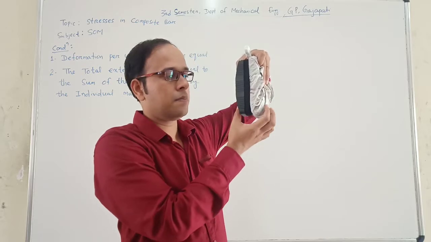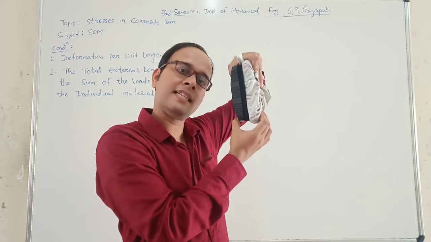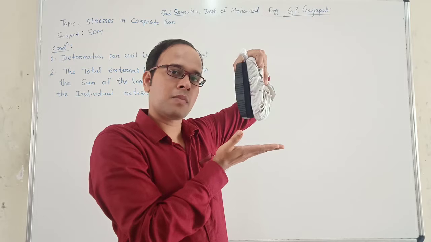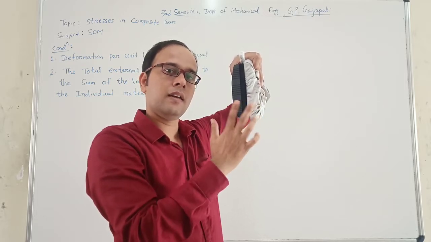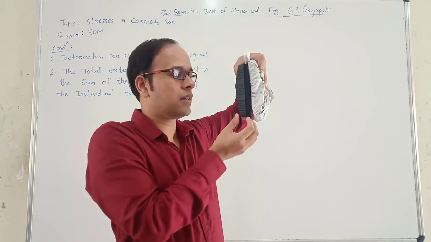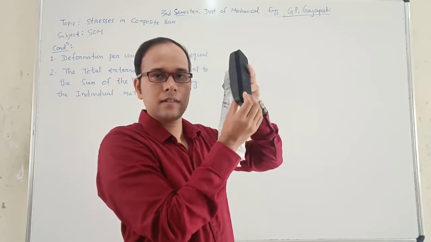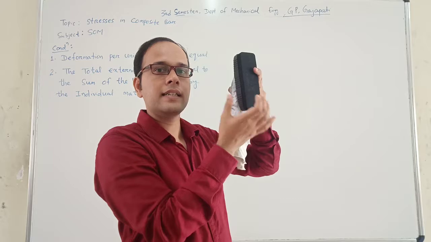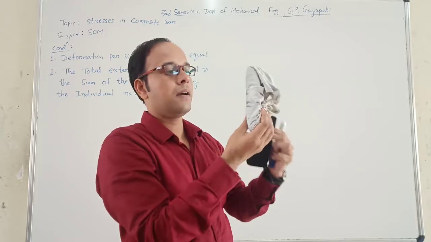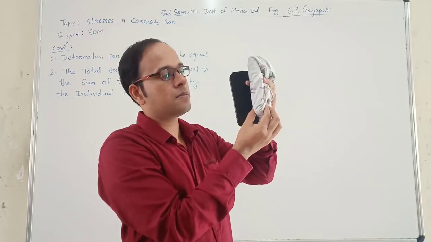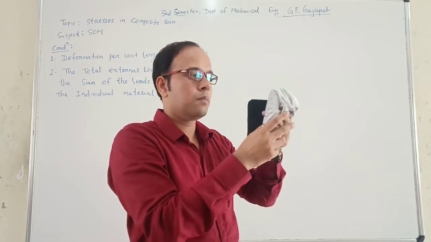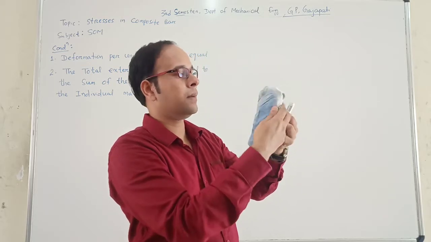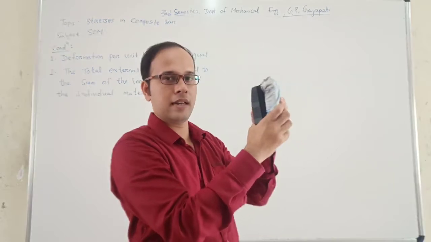That means if I am applying 10 kilonewton tensile load here, then it will elongate some amount. This and this are different materials. If I apply 10 kilonewton on this material only, let it elongate 10 mm. If I apply the same 10 kilonewton on this material, the elongation may be different. Let it be 15 mm. But now I am combining these two materials.